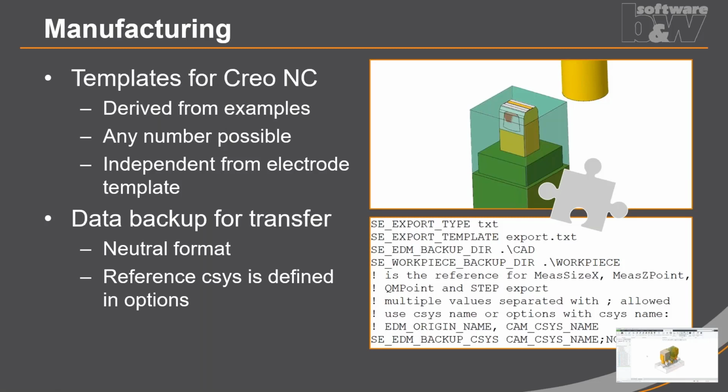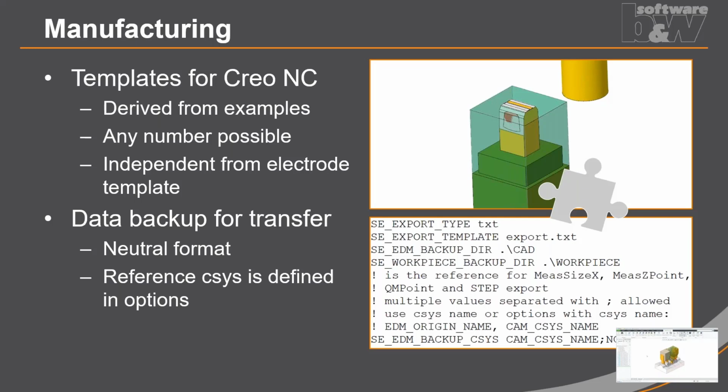There are two main points. Customers working with Creo NC can implement or add their own templates for Creo NC. Customers doing the NC programming in a third-party software, or maybe having to deliver the parts for external manufacturing, use a data backup for transfer. So normally a neutral format like STEP or IGES, and the reference coordinate system can be set in the export options. The templates for Creo NC should be derived from our examples.